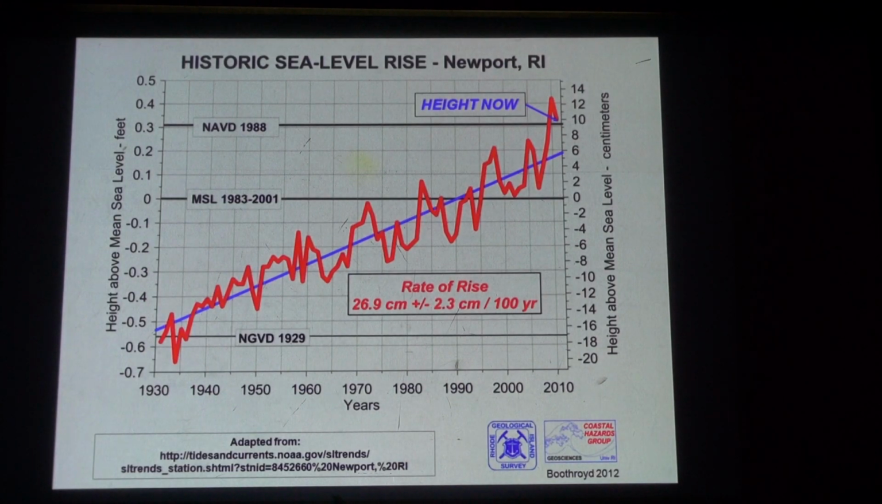Okay. So here is a historic sea level rise curve. This is monthly data from the Newport gauge, averaged into a year. So every data point is a year, and then there's a regression line to it. From 1930-ish up here to 2011, this shows 26.9 plus or minus 2.3 for 100 years. So it depends if you want to start here. It's 10 inches up there. I'm almost done.